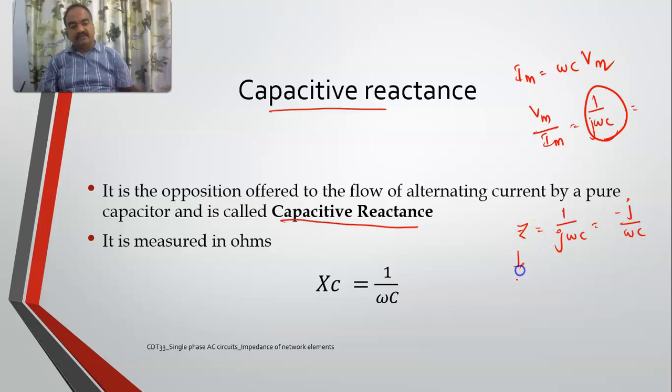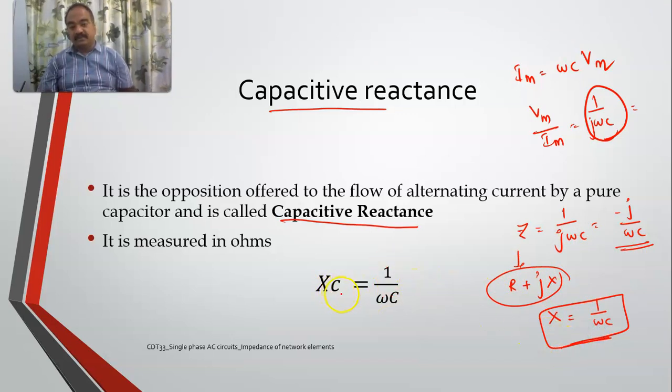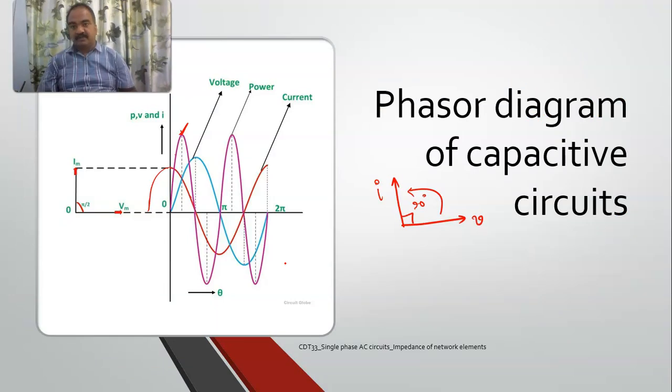What was the actual expression of Z? It was R plus jX. You compare this one with this one. What will you be getting? Right? X is equal to 1 by omega C. I am considering only the imaginary parts. Okay, because there is no real part, considering only the imaginary part, X is equal to 1 by omega C. And since this is due to capacitance, I am taking it as X is equal to 1 by omega C. Okay, so hope you have understood the response of network elements in AC circuits.